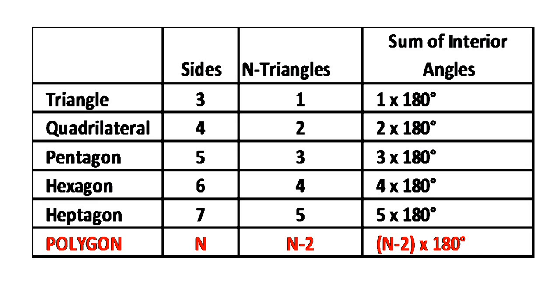A quadrilateral has four sides and can be broken into two triangles. A pentagon has five sides and can be broken into three triangles. A hexagon has six sides and can be broken into four triangles. A heptagon has seven sides and can be broken up into five triangles. Generalizing, we can see that a polygon of n sides can be broken up into n minus two triangles. And therefore, the sum of the interior angles of an n-sided polygon is (n minus 2) multiplied by 180 degrees, 180 degrees being the sum of the interior angles of a triangle.